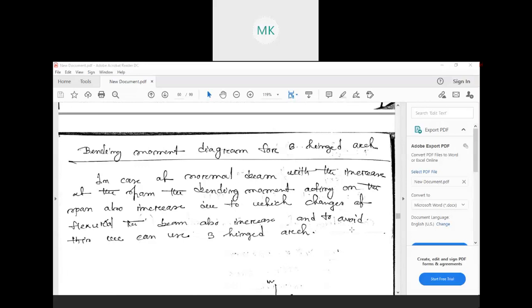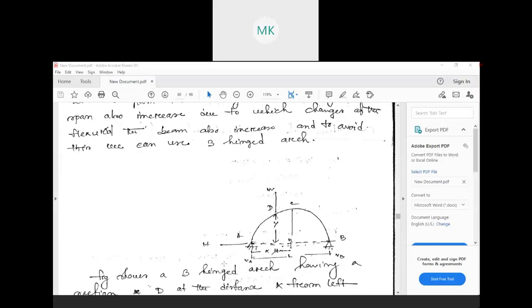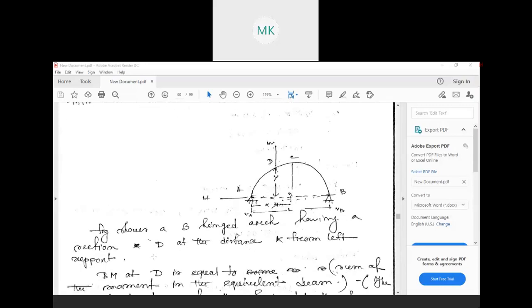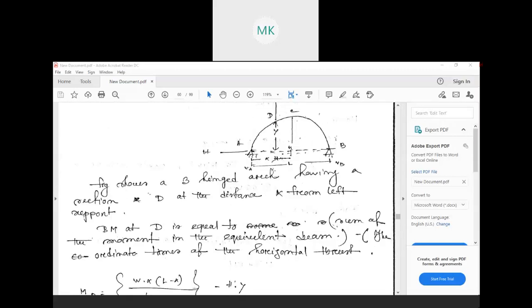So there is a bending moment diagram also for the three hinged arc. For that part you need to do. I think all of you know these things. In case of a normal beam, with the increase in the span, the bending moment acting on the span also increases, due to which the chances of flexure failure of the beam also increase, and to avoid this we can use a three hinged arc. The three hinged arc, having a section at D, we are taking a section D at a distance x from the left support.